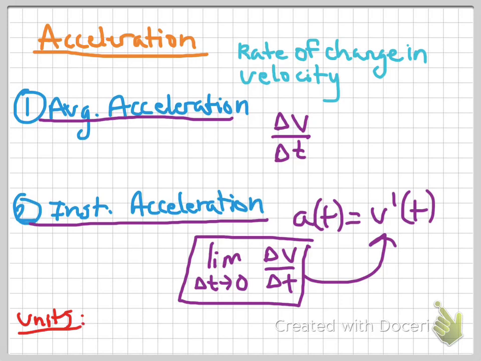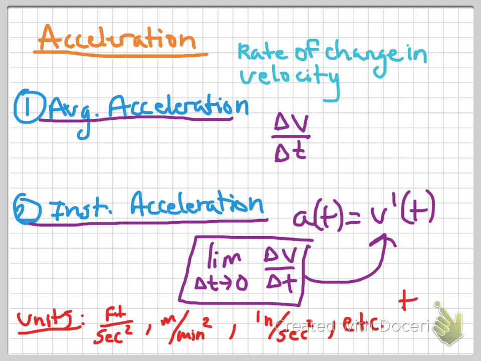Remember how the units for velocity are like miles per hour, feet per second? Well, for acceleration it's like miles per hour squared or feet per second squared, meters per minute squared. The unit on bottom gets squared. So you can make up a lot of these, inches per second squared, etc. And just like velocity, you can get positive acceleration and negative acceleration. So a positive or a negative acceleration are allowed.